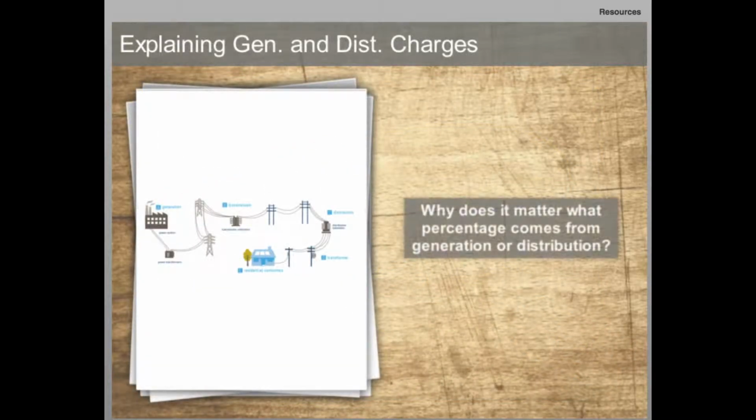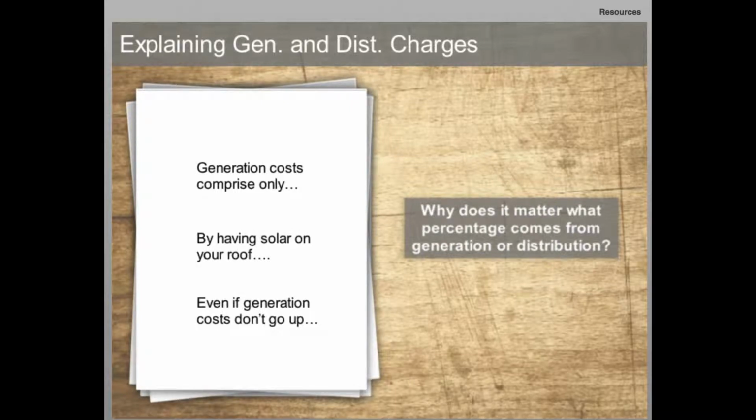So, why does it matter what percentage of the customer's bill comes from generation or distribution charges? And how can you use this information during bill review to drive the customer to commit to a change? Select each line to learn more.